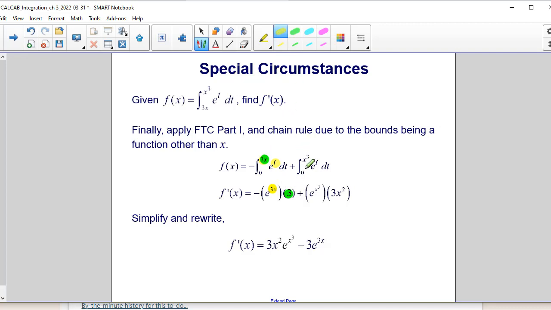Next, I add to that the integral from 0 to x cubed, so I replace t with x cubed to get e to the x cubed, and then I differentiate x cubed and multiply by that, which is 3x squared. Finally, I simplify and rewrite it, so we're going to have f prime of x is equal to 3x squared e to the x cubed power minus 3 times e to the 3x power.